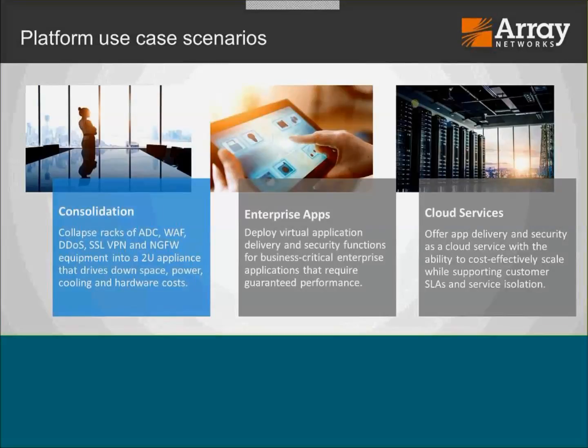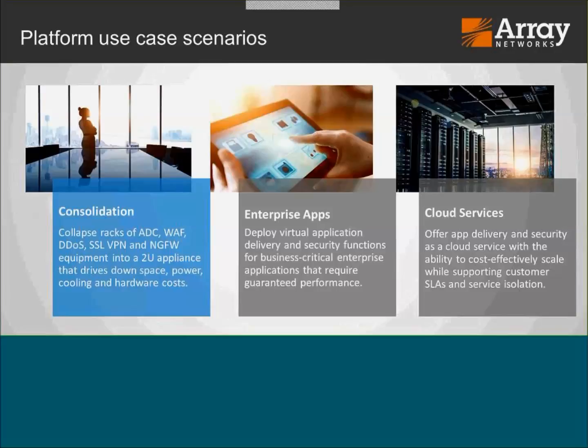And so, use case scenarios, and I've touched on this, and I'm only really going to drill down on consolidation because that's the topic of today's webinar. From the perspective of, it doesn't matter whether you're an enterprise or an MSP, you can collapse a lot of racks of, whether it be ADC, WAF, DDoS, SSL VPN, next-gen firewall, something that might have populated 2 racks, you can now grind down into a 2-rack unit network functions platform that gives you the exact same performance. And gives you a lot of the benefits of cloud and virtualization as well.